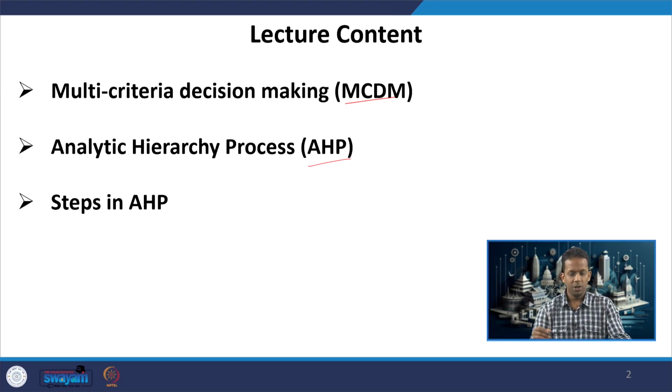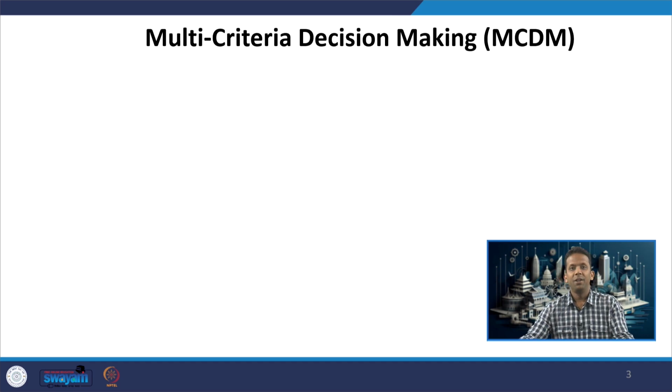So today we will be talking about what are these, just a brief overview about what actually is multi-criteria decision making method, what is AHP, analytic hierarchy process, and what are the basic steps like the mathematical calculation steps in AHP. And in the subsequent lectures, we will see how AHP can be applied to real world case studies related to environment. So multi-criteria decision making.